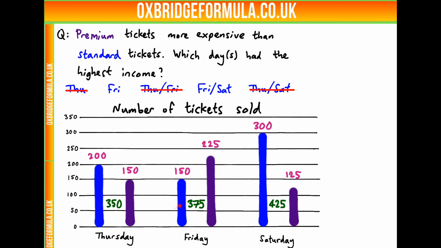And now, what about Friday versus Saturday? Well, this is maybe less clear, but let's just think about what we know. We can see that the total number of tickets sold was quite a bit higher on Saturday, but the number of standard tickets was a lot higher than the number of premium tickets in comparison to Friday.